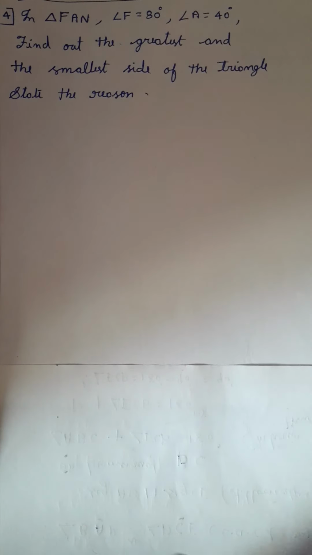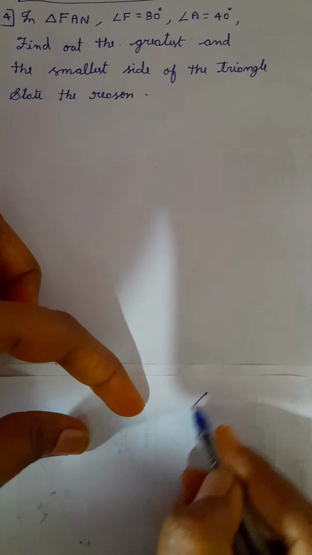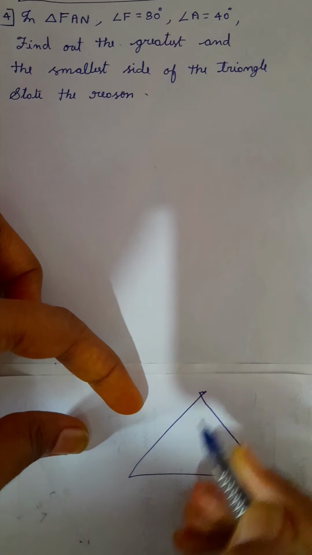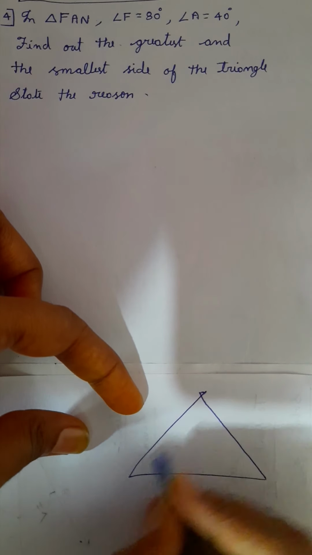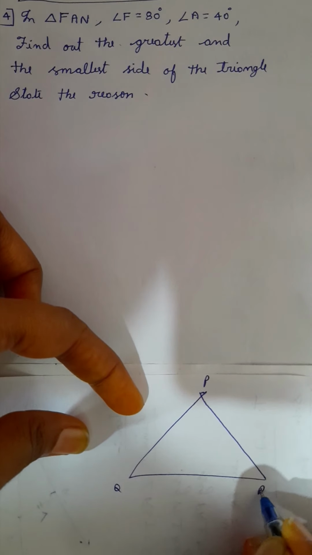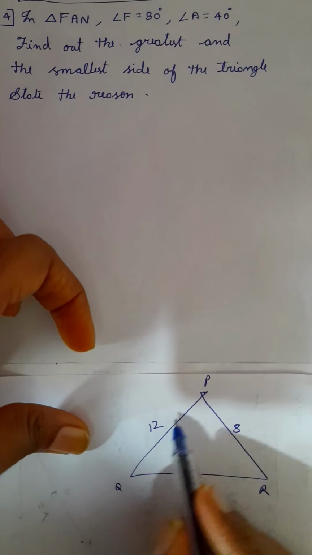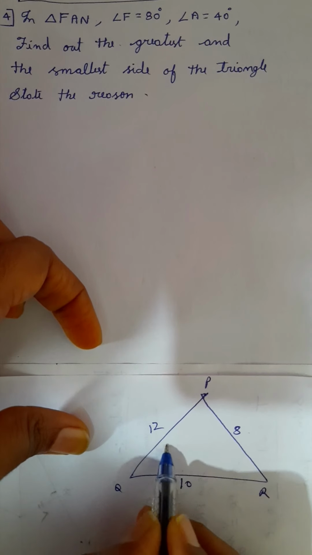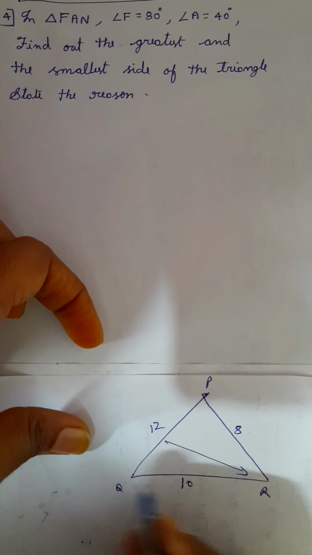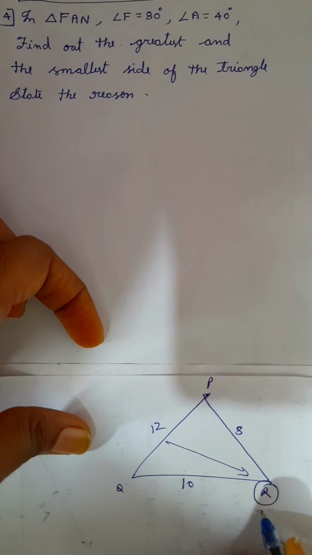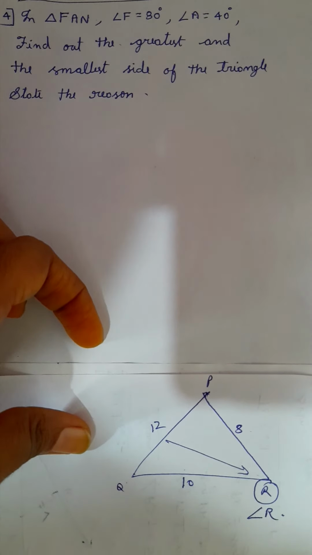So we know the property. What is the property? Here it is already explained. In a triangle, the greatest length among PQ, QR, PR, say 12, next 10, and the smallest length 8. So the greatest length is PQ, and the angle opposite to PQ is angle R. So this angle R is the greatest angle.